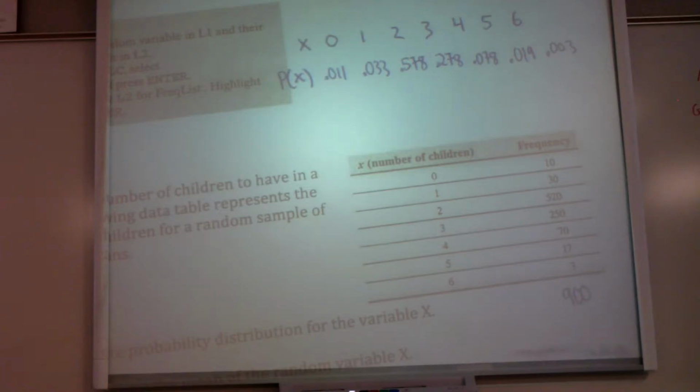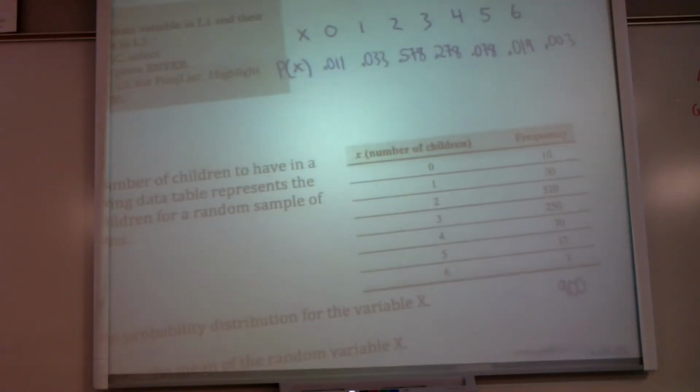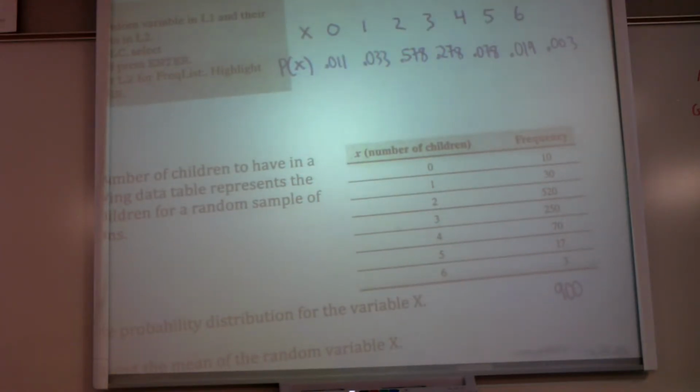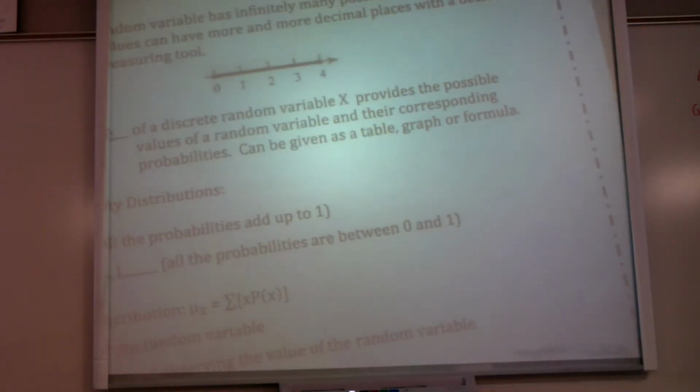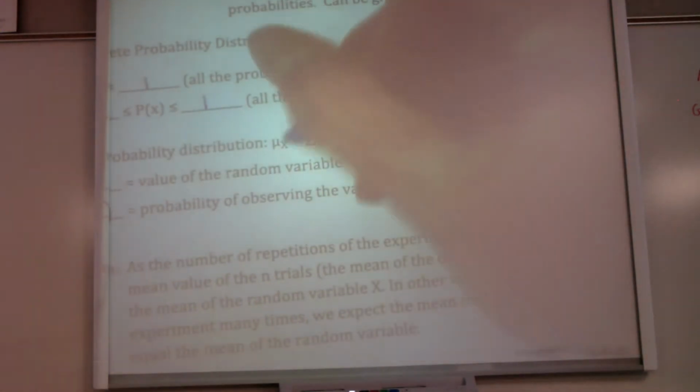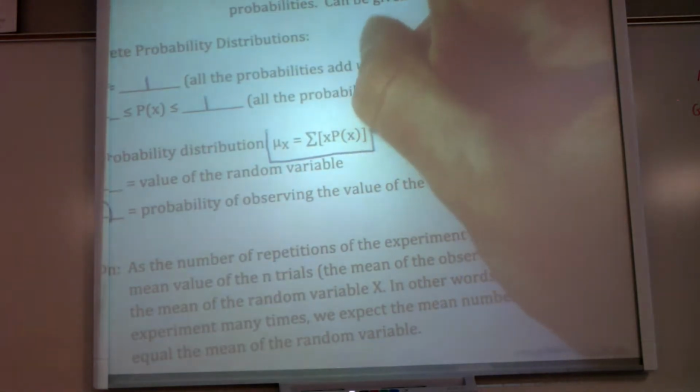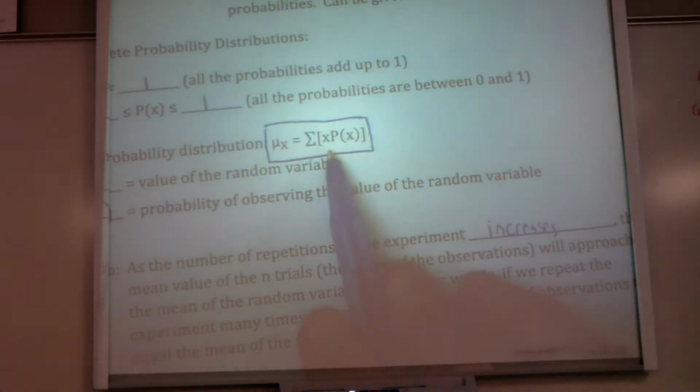Alright, so now the next one, I'm going to stay kind of over here for a second, but it says, construct and interpret the mean of the random variable x. This is going to go back to the formula we got on the previous page. Let me just go back to that. In order to get the mean, we are going to have to take each value our variable can take, that was 0 through 6, and multiply it by its associated probability.